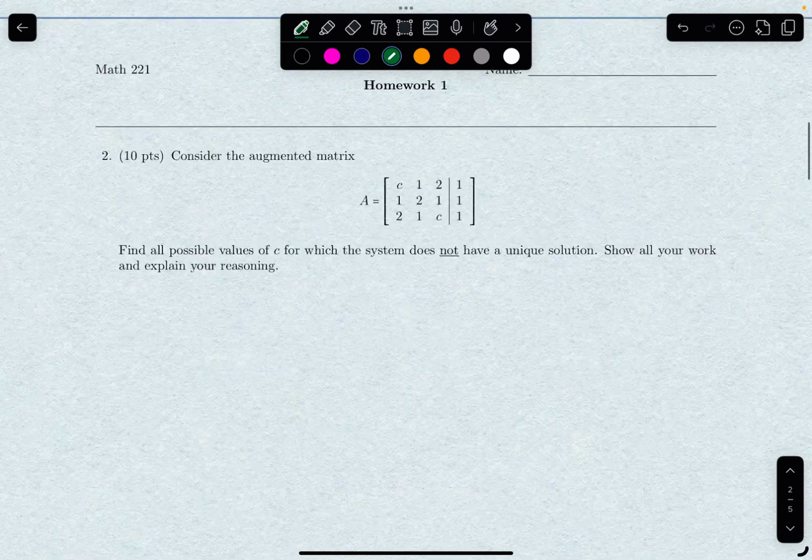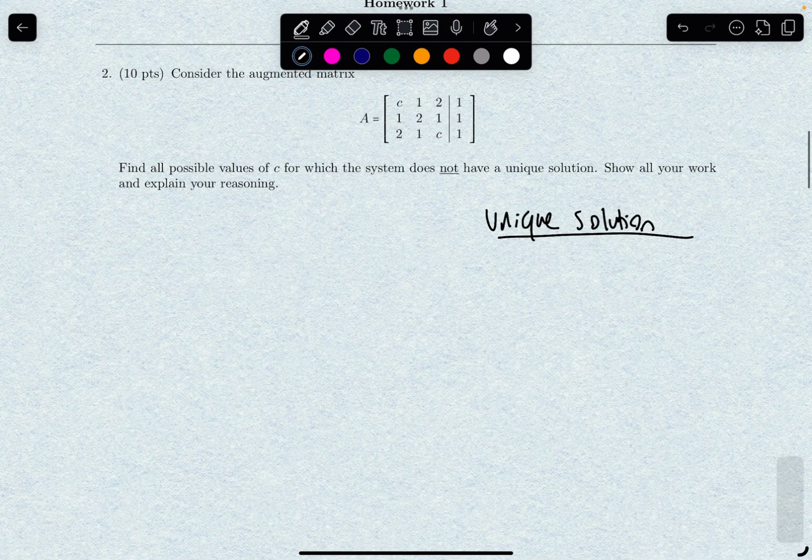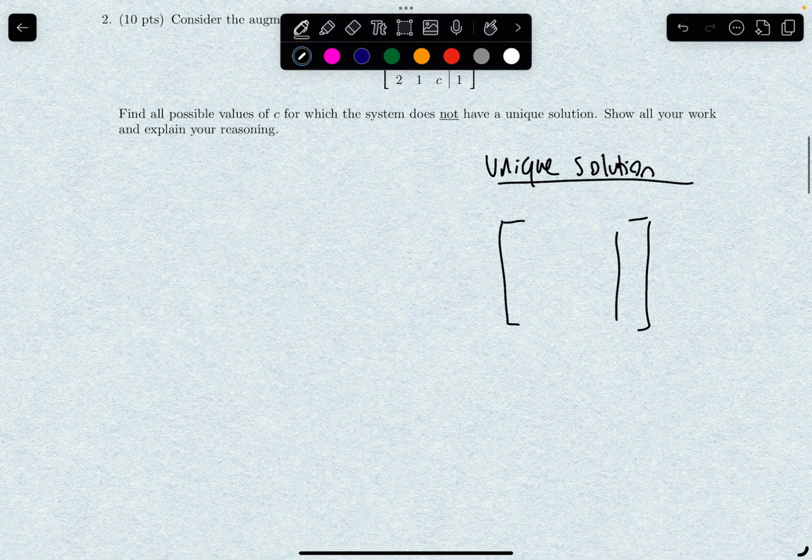What about the next question? So the next question is really asking us, find all possible values of C for which the system does not have a unique solution. So what does that mean? Well, a unique solution in terms of matrices really looks something as follows. A unique solution is one that has a variable. This is how it breaks the columns, or the variables. You had a variable that gives you a unique solution.